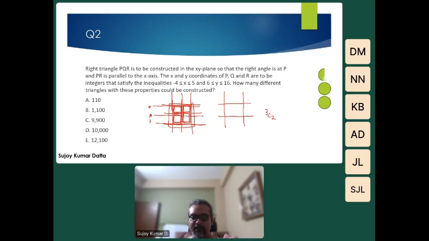3C2. From 3 choose 2, 3C2. That's basically three ways. If you calculate using the formula for nCr, nCr is n factorial upon (n minus r) factorial times r factorial, so this comes out to be 3. So you can choose the horizontals in three ways and the verticals also in three ways, and you have 3 cross 3, 9 rectangles that we counted. Right.